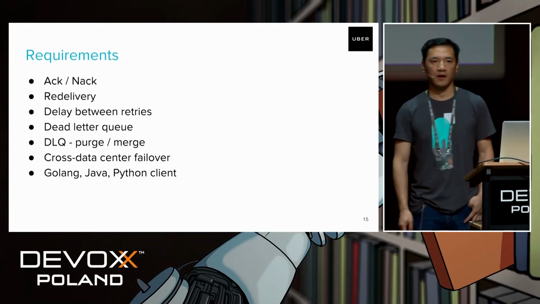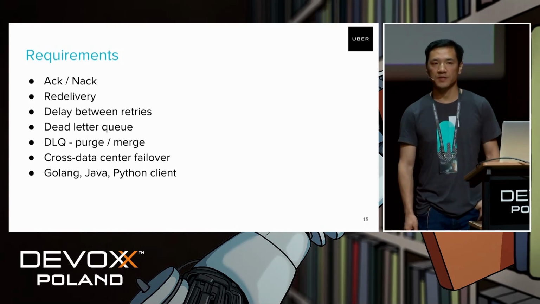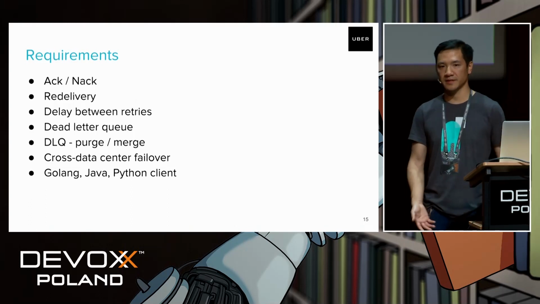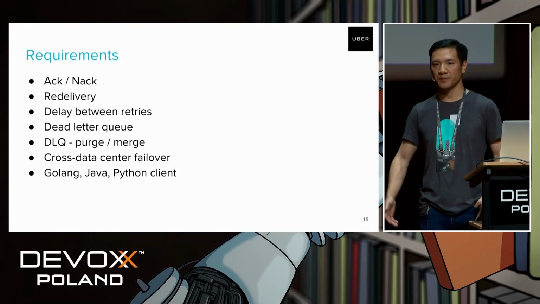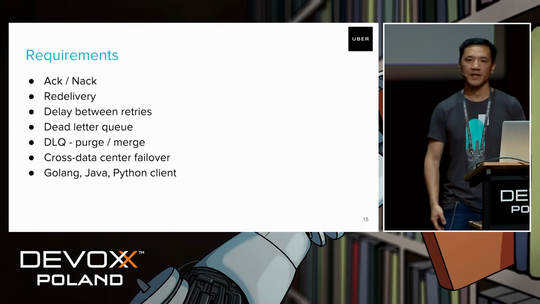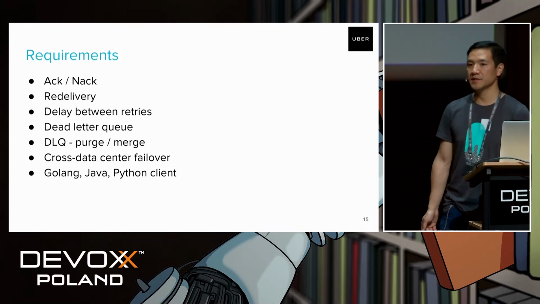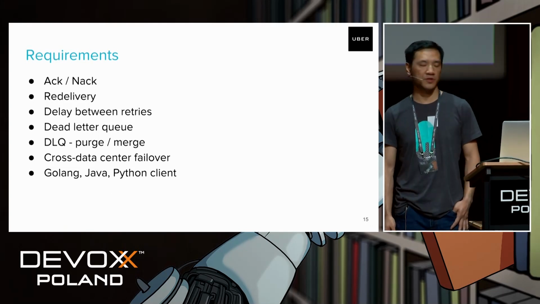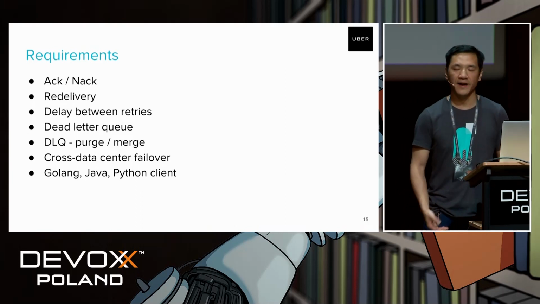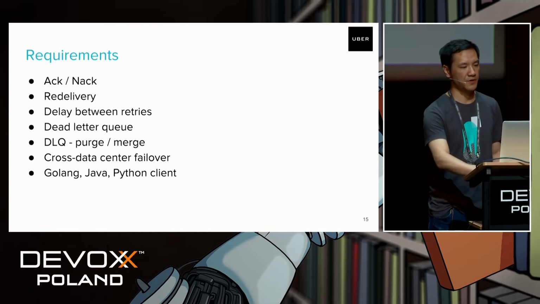Uber is running multiple data centers. So we need to support cross data center failover. In case a data center fails over to the other, we need to be able to provide a mechanism to resume the consumer from the other data center. At Uber, we are using different programming languages, including Golang, Java, and Python. So we need to provide clients in different languages for this feature.